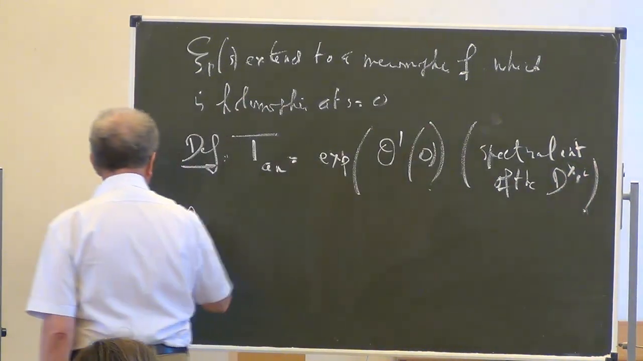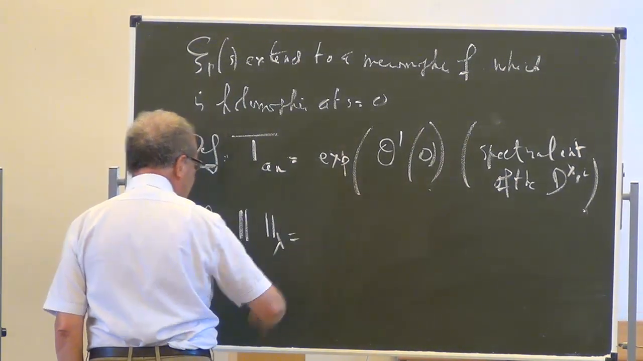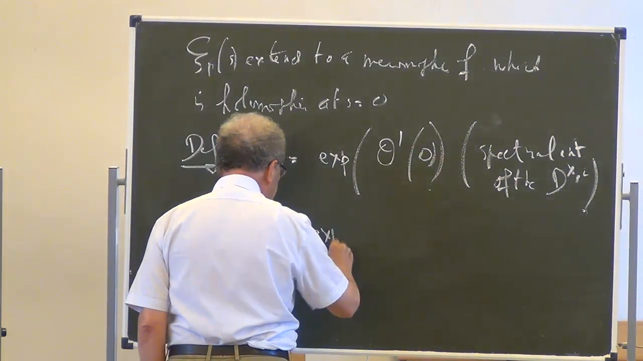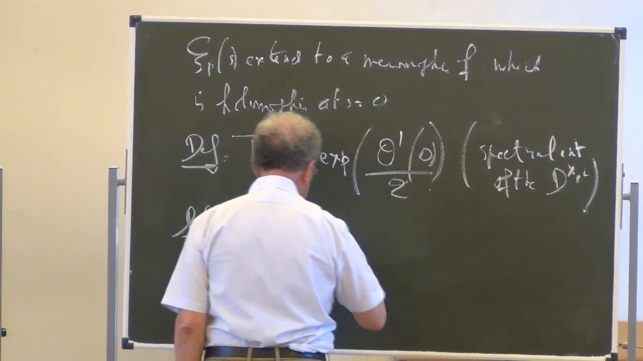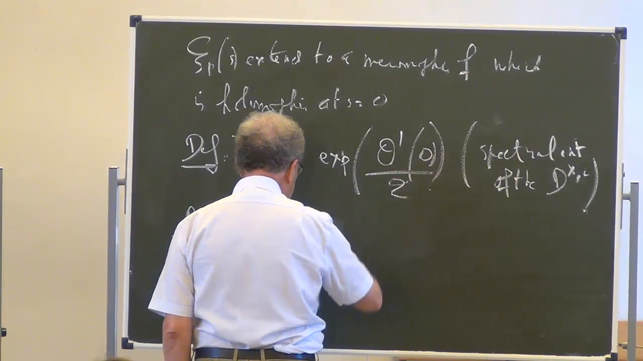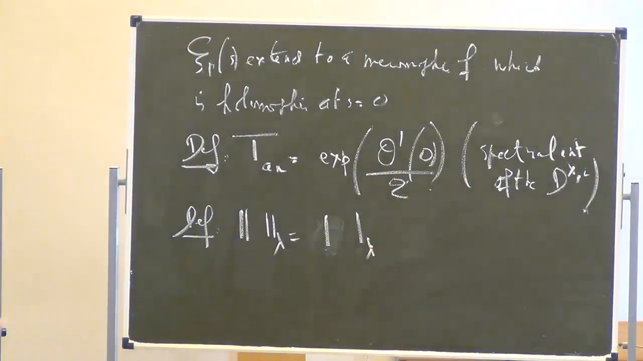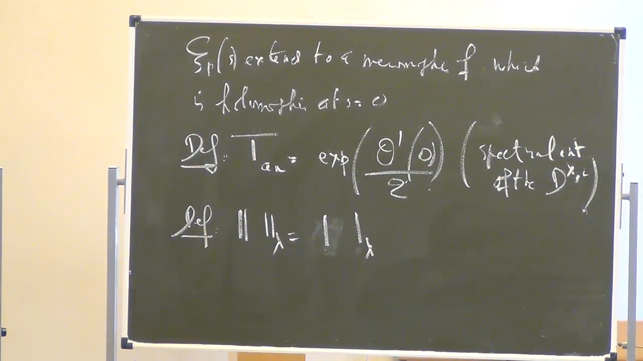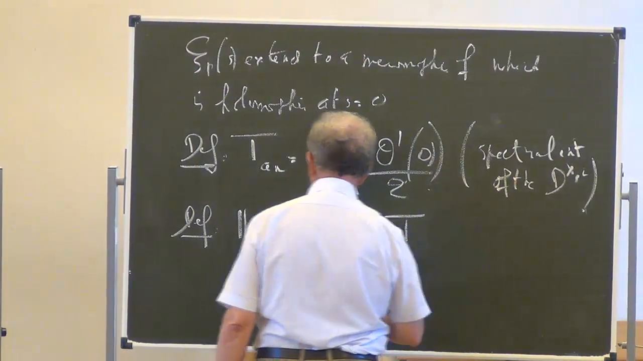So by definition, the Quillen metric on λ is equal to the exponential, or maybe I just put an over 2 here. So it's given by the L2 metric I defined before, coming from the harmonic forms, multiplied by the torsion τ.